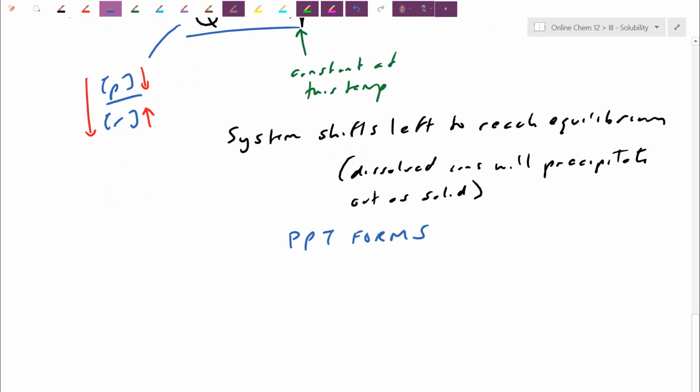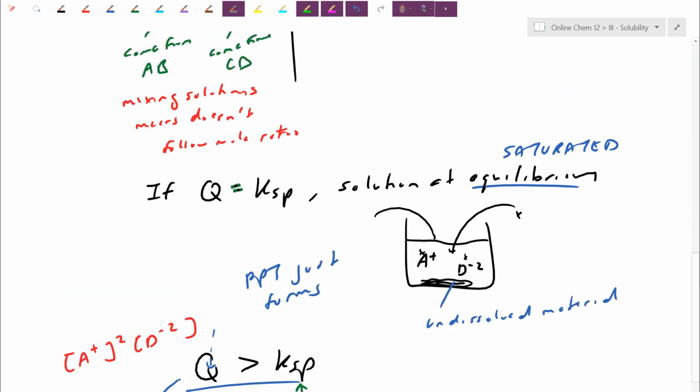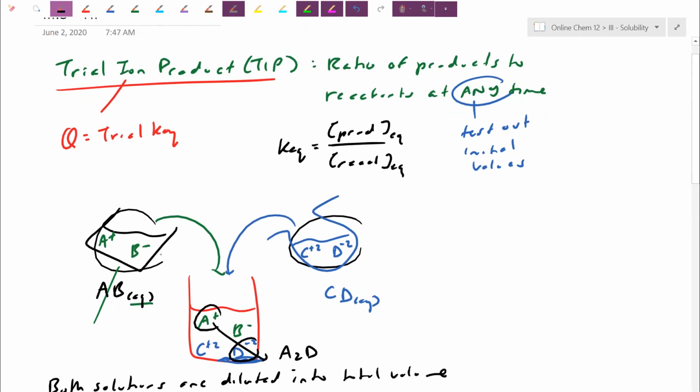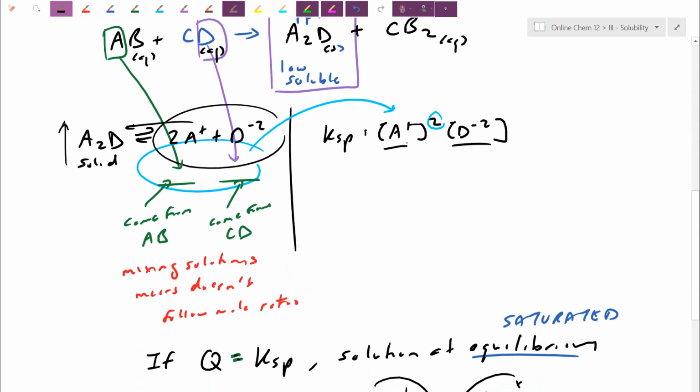Now the last case is also very interesting. The A and the D don't have to follow mole ratios, and they just depend on my starting concentrations. It's totally possible that I started with so little A and so little D that after mixing together, the concentration is still tiny. Even though A2D is a low-solubility compound, maybe my ion concentrations aren't high enough. When I do the math, taking a really tiny number squared times a really tiny number, my trial value could actually be less than the KSP value.